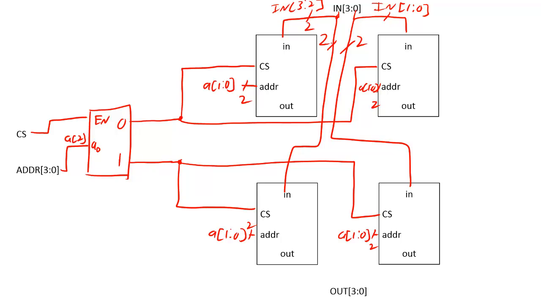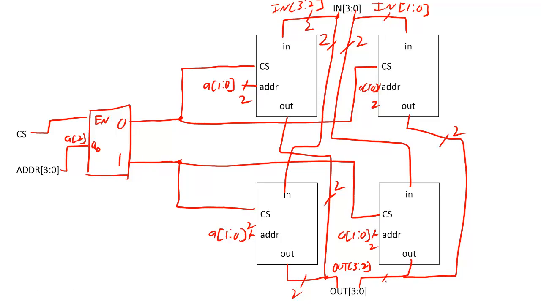Now we just need to connect up our outputs, and depending on whether we use tri-state buffers or multiplexers, we'll need to combine these somehow. I'm going to assume we use tri-state buffers so we can just hook up these wires directly. So we will take this guy out, these 2 bits, and this guy out, also 2 bits, and combine those to be out 3 down to 2. Then do the same with these guys: swing this around here, so these 2 bits and these 2 bits are out 1 down to 0. And that's how you build your RAM chips.